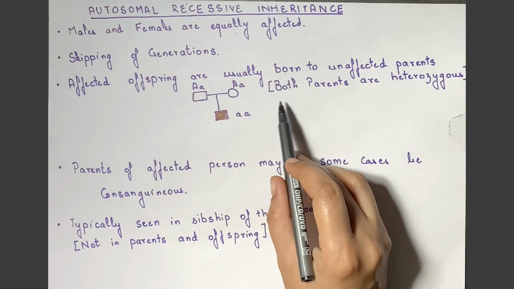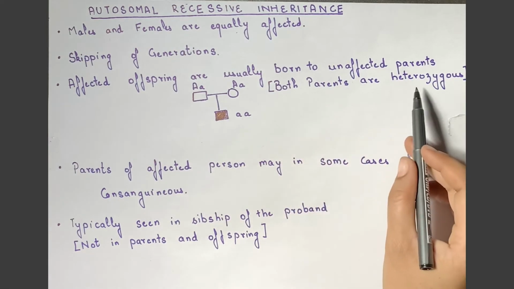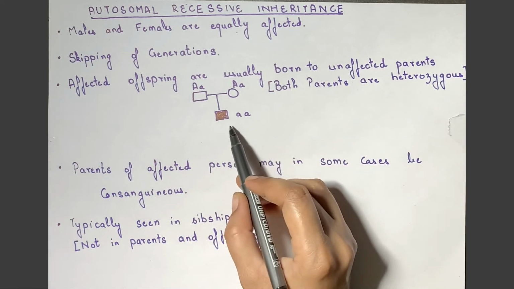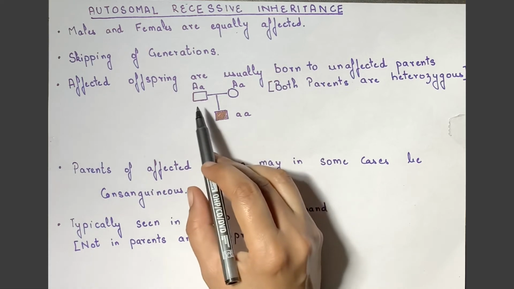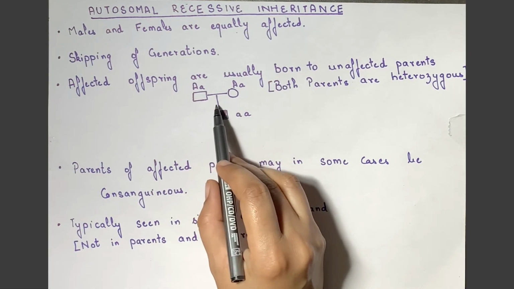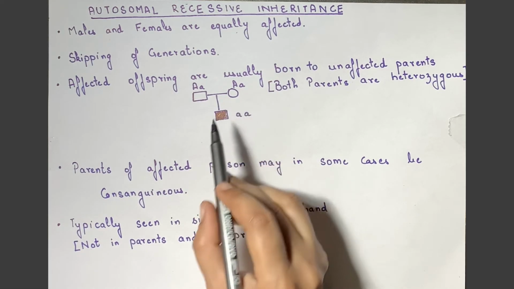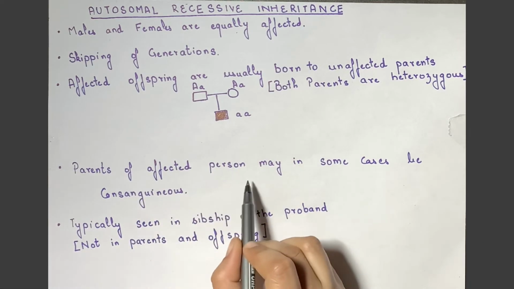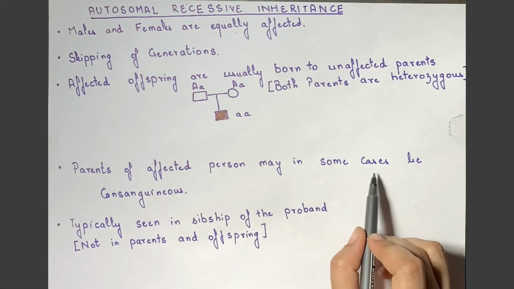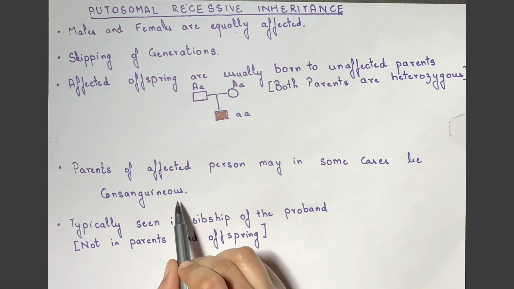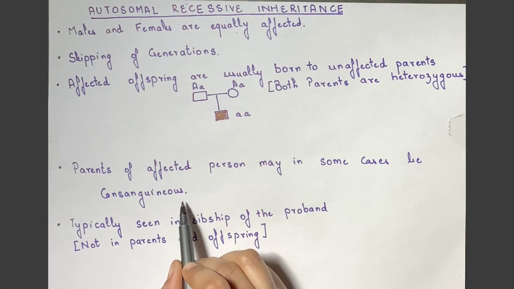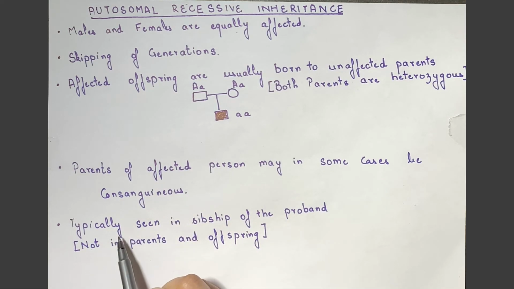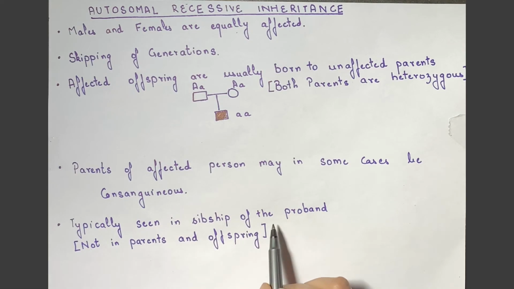Like in this case, both the parents are heterozygous. This offspring is affected and both the parents are carriers of the mutant allele. Parents of an affected person may in some cases be consanguineous. This is a mating between relatives, or mating between individuals having a common ancestor. This type of pedigree is typically seen in siblings of the proband.